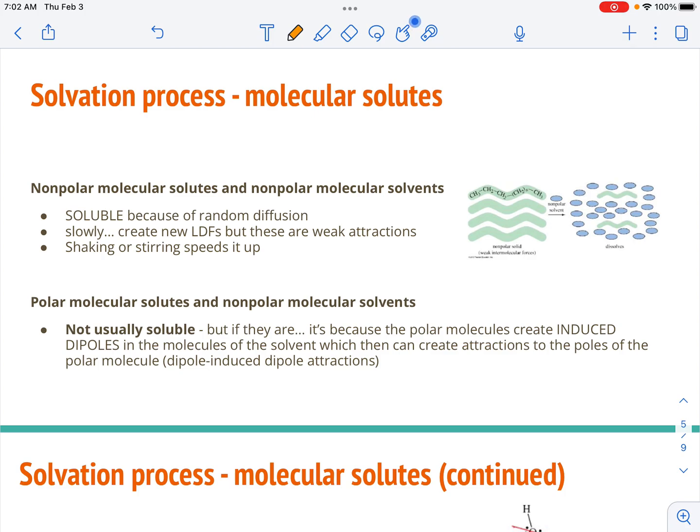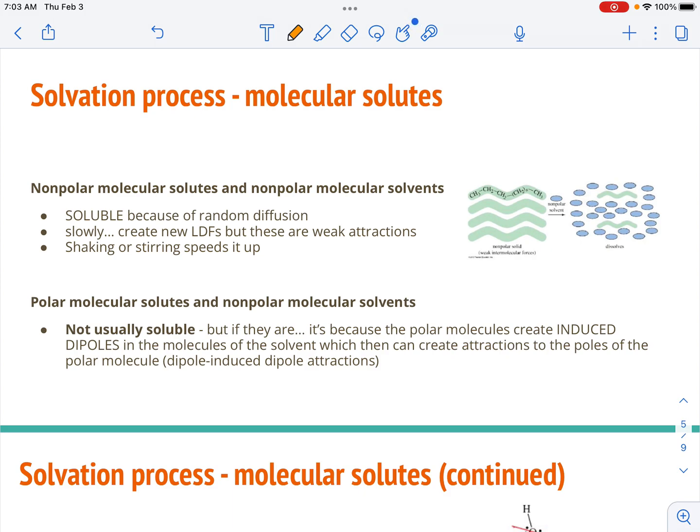of the particles. So you have to picture that if you're a nonpolar solute and a nonpolar solvent, you might be weakly attracted to the particles around you, but someone else can very easily come in and replace that attraction, even if it's a weak London dispersion force attraction. So, of course, shaking or stirring speeds up any solution process, but it would definitely speed up the process of nonpolar to nonpolar. And this is a soluble situation because there's not really having to overcome really strong attractions in order to fit in between.